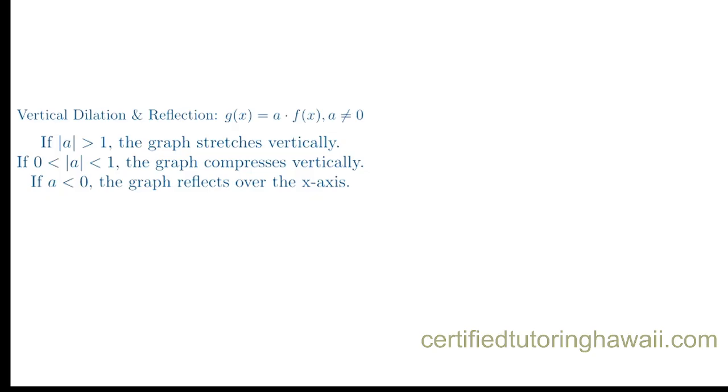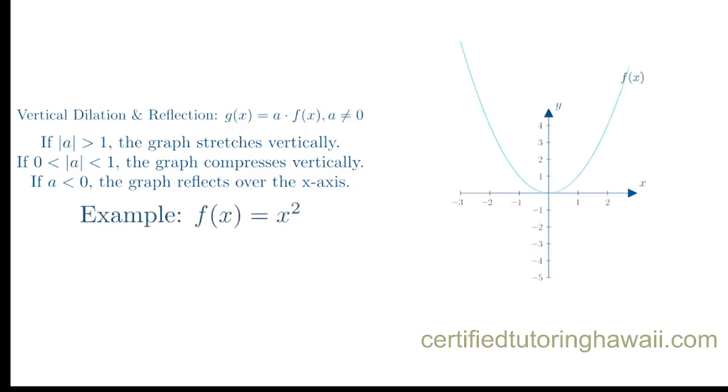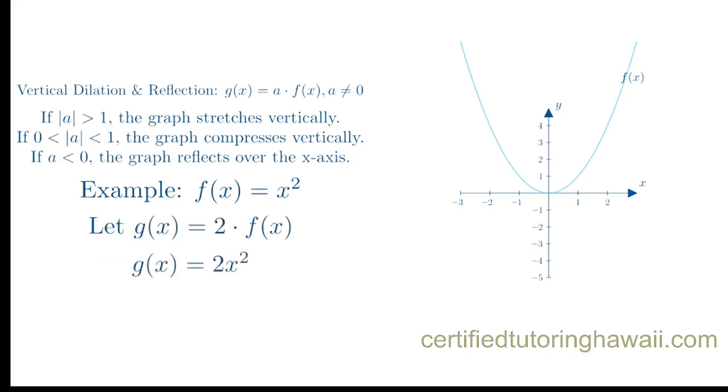Let's use the parent function f of x equals x squared, the simple parabola. We'll start with our basic parabola, f of x equals x squared. First, let's examine g of x equals 2 times f of x, which is 2x squared. Since a equals 2, which is greater than 1, the graph will be stretched vertically, making it look thinner. Notice how the y values are now twice as large for any given x, causing the parabola to rise more sharply. It's like pulling the graph upward from the top.